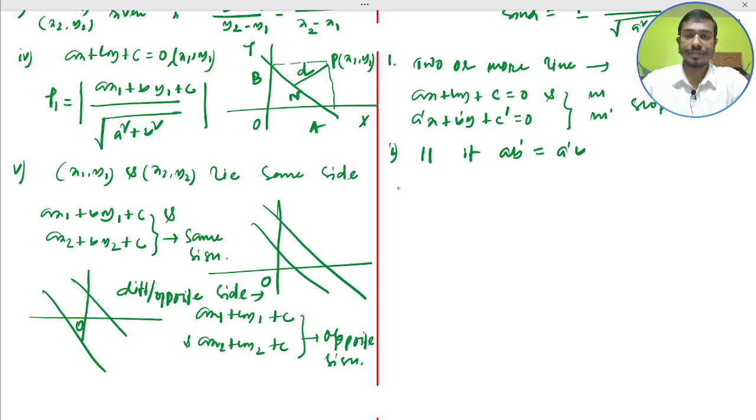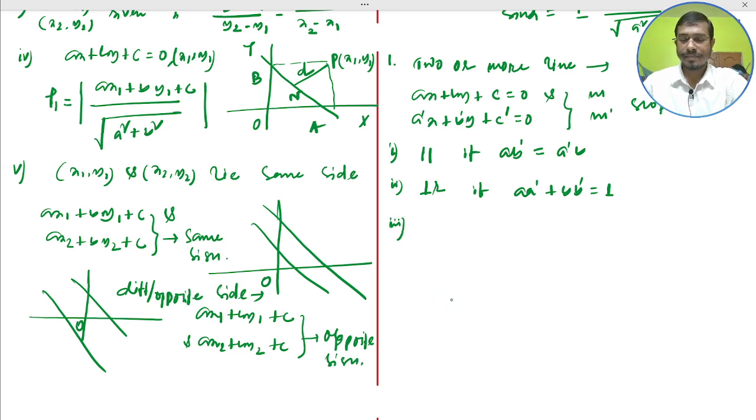This is the condition. Next, they would be perpendicular if aa dashed plus bb dashed is equal to 0. Very important. Number 3.